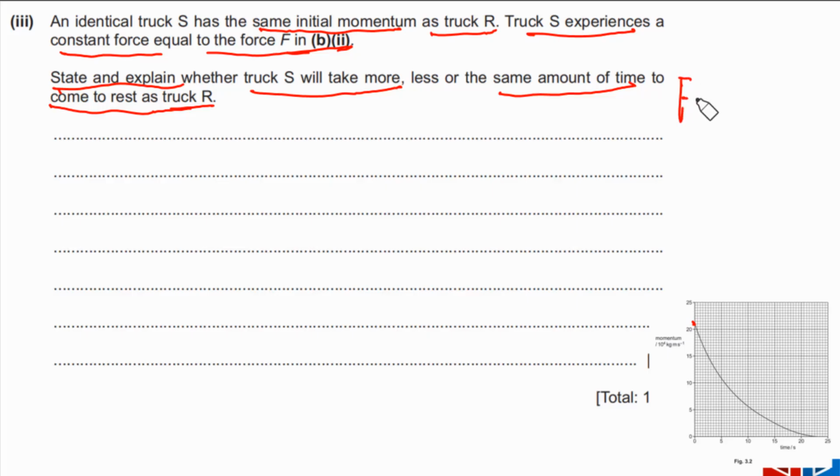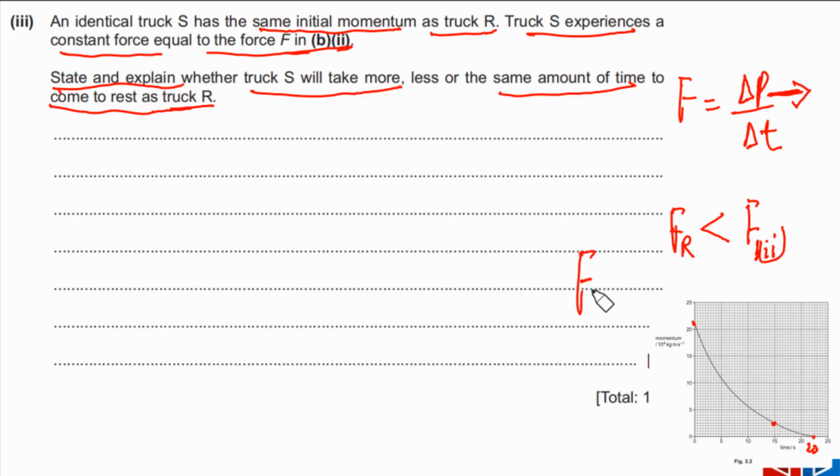So simply we need to understand F is equal to delta P over delta T. For these two trucks, change in momentum is the same. But in the last part we have calculated average force only from 0 to 15 seconds. If we calculate average force from 0 to 23 seconds, the average force for R will be lower than the one we calculated in part B. So it means that the average force on S is greater than average force on R.